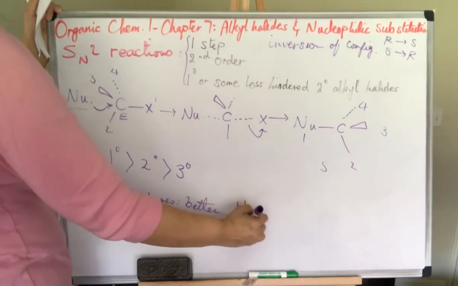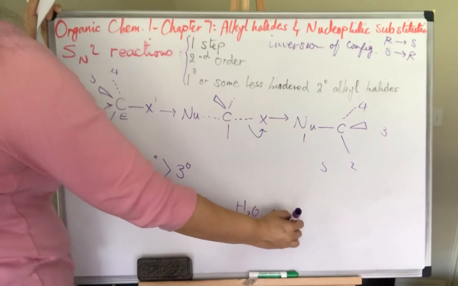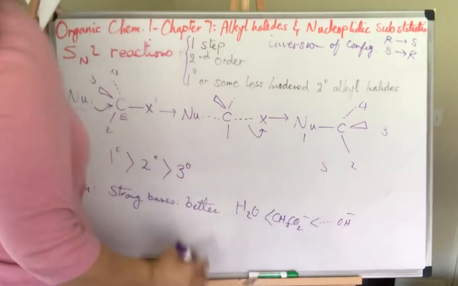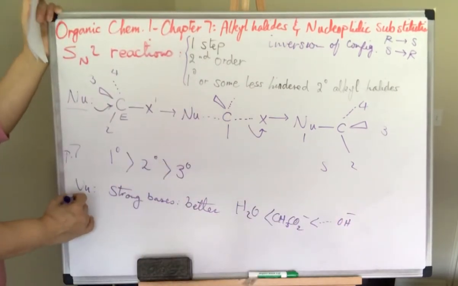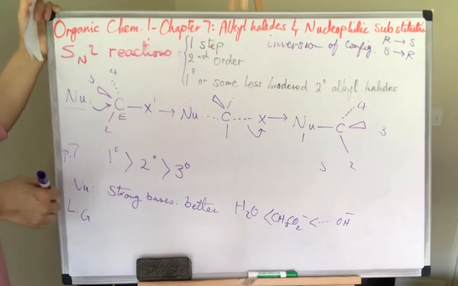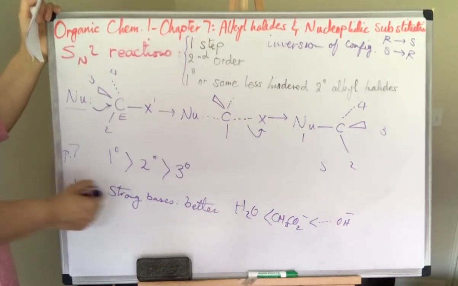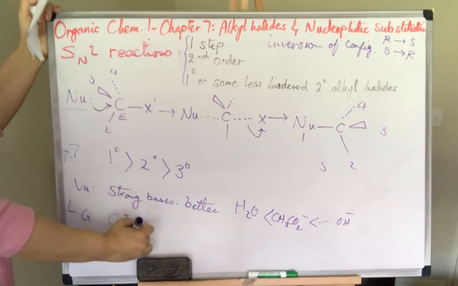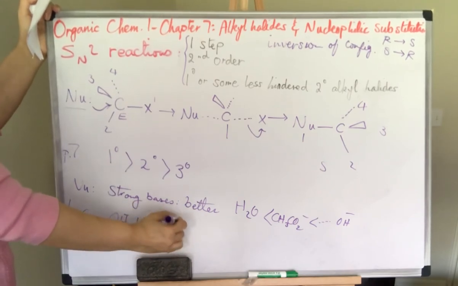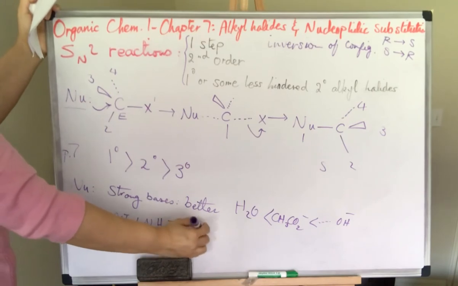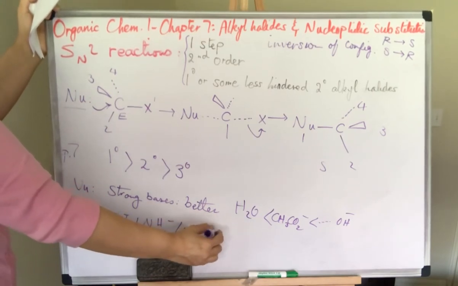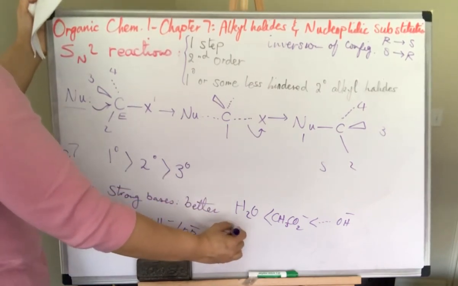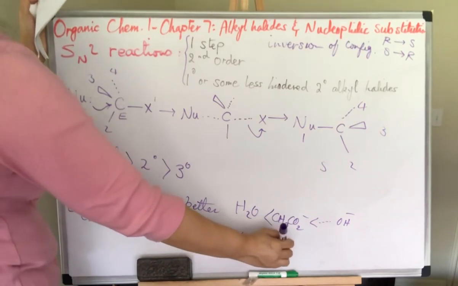So H2O is less than CH3CO2-. And you have the sequence, I'm not going to waste the time of the video for that, and so on. As far as the leaving groups, the weaker the base is, the better the leaving group. So strong bases like OH, NH2, OR are less suitable as leaving groups than fluoride, chloride, bromide.